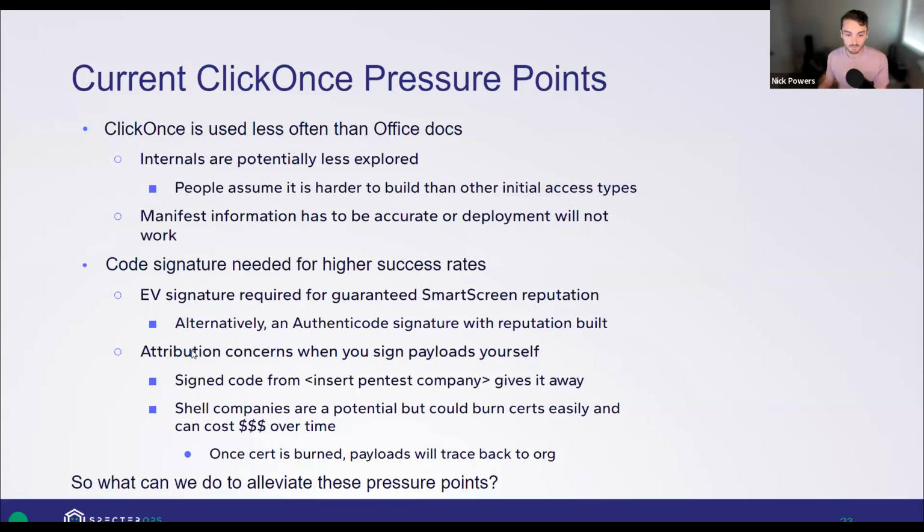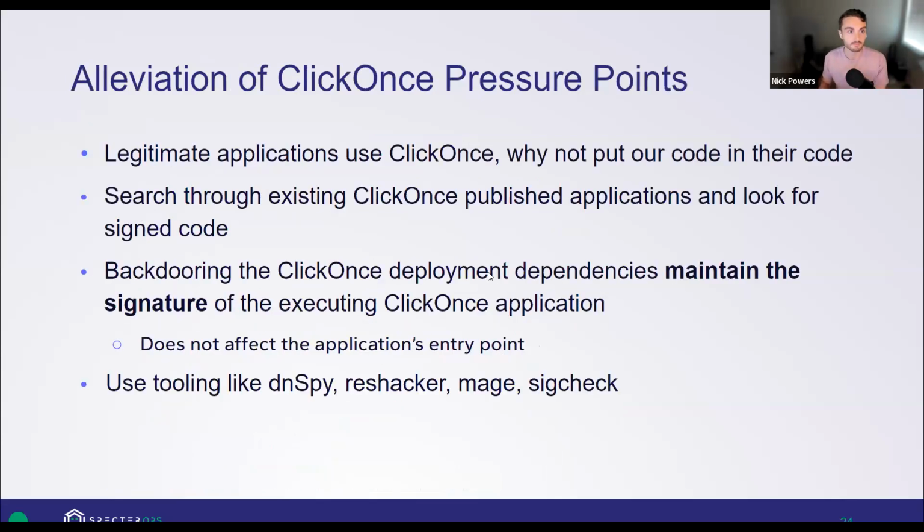The vetting process can be kind of intense. And at the end of the day, whenever that correlation is made, the cert will most likely be revoked or burned in some way. And it's just a lot to take into consideration while also paying for that certificate. So all of that taken into account, what are some things that we can do from an offensive perspective to alleviate some of these pressure points associated with ClickOnce deployments?